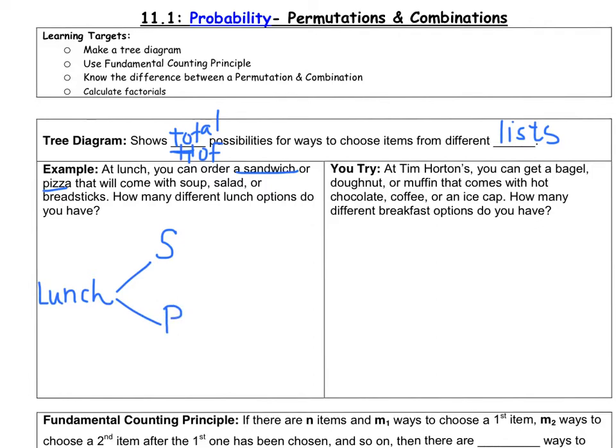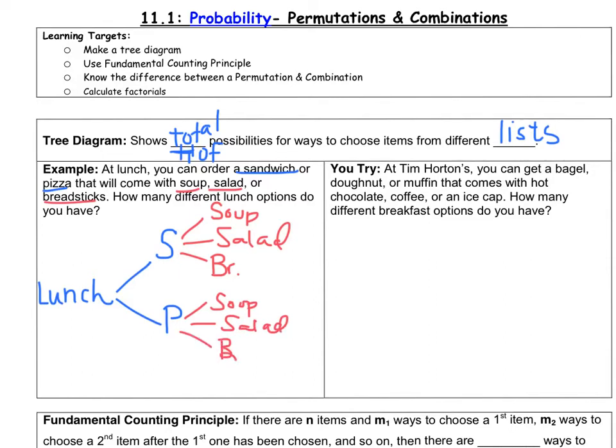Once we make that selection, then we can choose a side: soup, salad, or breadsticks. So we could have soup, salad, or breadsticks if we get a sandwich. Or if we get pizza, we could choose soup, salad, or breadsticks. So the question here is, how many different lunch options do we have? Well, let's count them up.